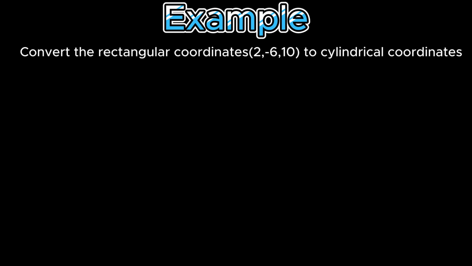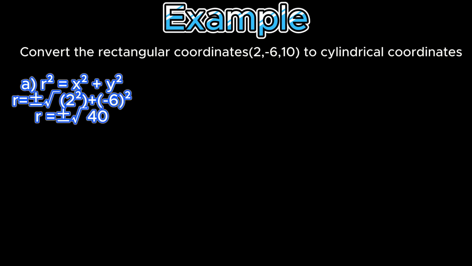Now let's try an example, using the equations to convert Cartesian coordinates to cylindrical coordinates. The Cartesian coordinates of the point are 2, -6, and 10. Using the formula, we can first find r, where r equals the square root of x squared plus y squared. In this case, we will use the positive square root, which is square root of 40.